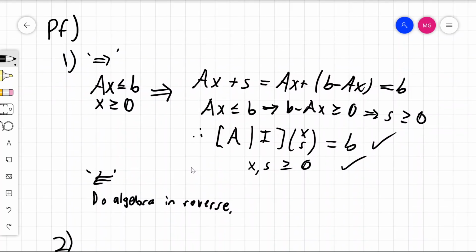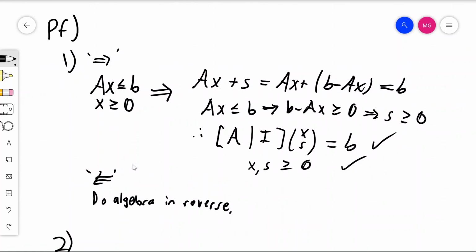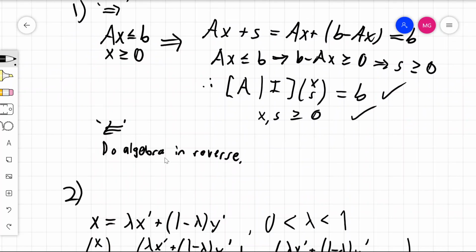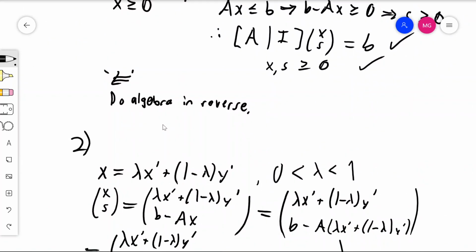And then in the other direction, you just basically do the algebra in reverse. If I'm starting with the x's and the s's satisfying this, now I'm just dropping the s's, and since s is non-negative, and we're satisfying with equality here, and I'm dropping something that's greater than or equal to 0, then A times x without the s's added on is less than or equal to b. And then we already know that x was non-negative from before, so it's non-negative now too. So that's for the feasibility portion.